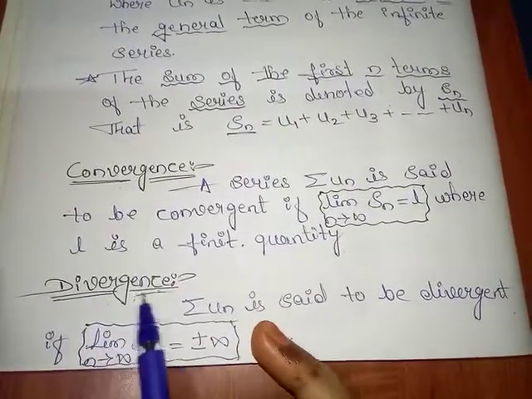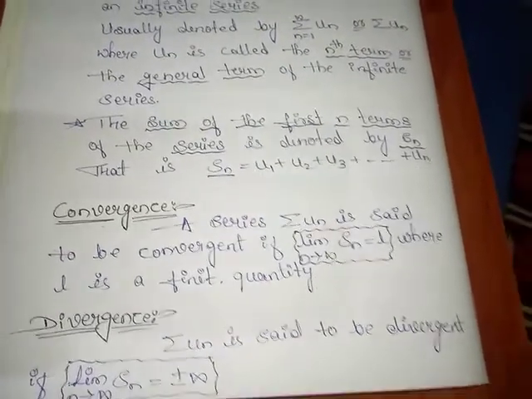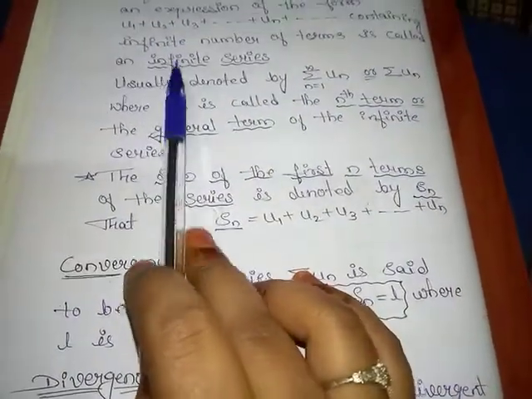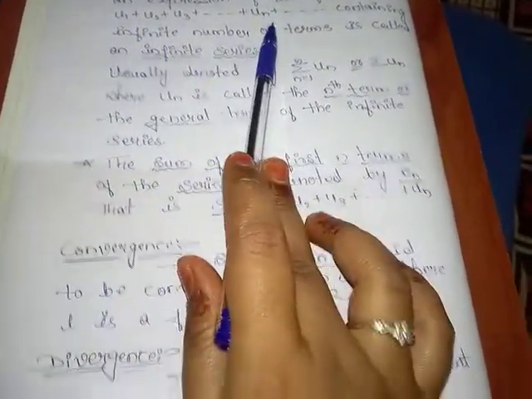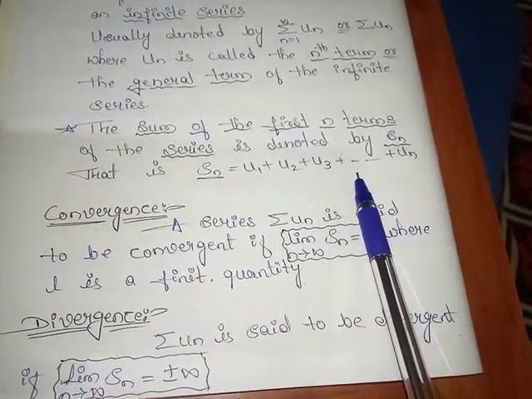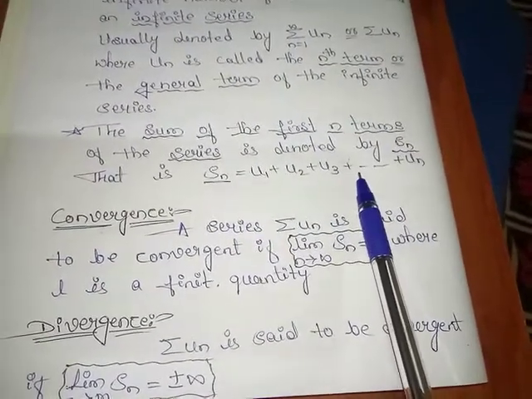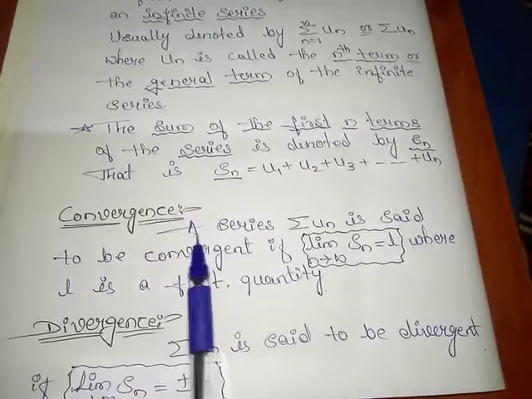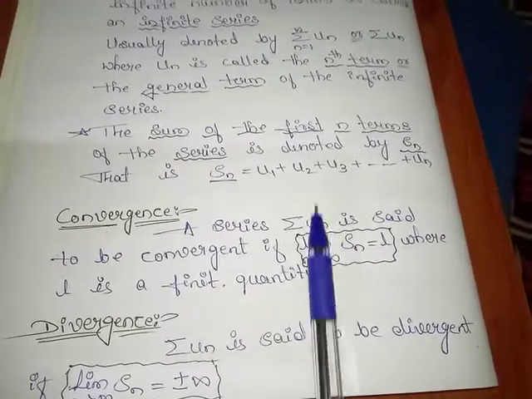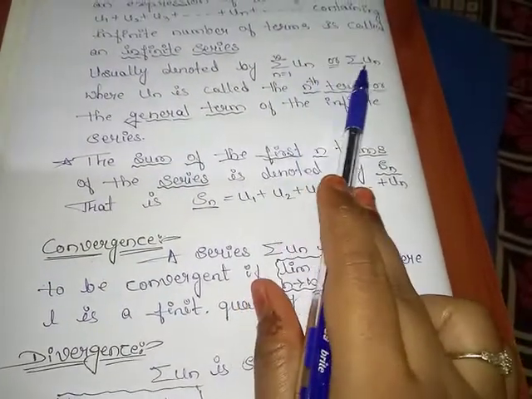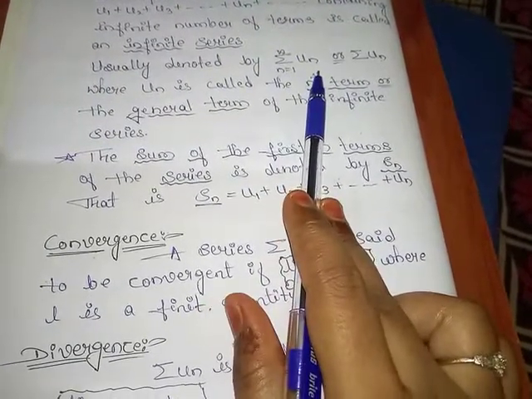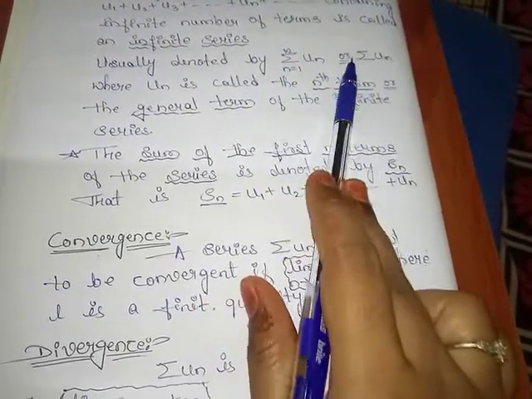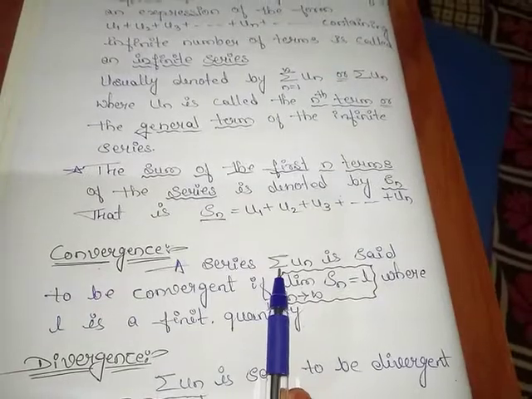Next is convergence and divergence. Let us see when we say the series is convergent and when we say that the series is divergent. We know that this is our series, this is the infinite series, and this is the sum of the first n terms of the series, which you have to remember here. So what is the definition of convergence? A series summation un, where the infinite series is denoted by summation n running from 1 to infinity un, or simply un. Here we are taking the infinite series.